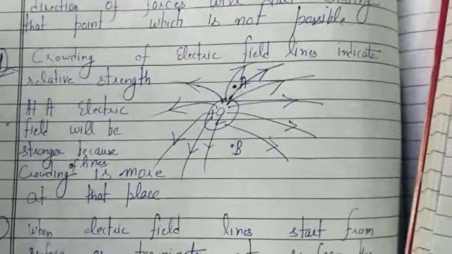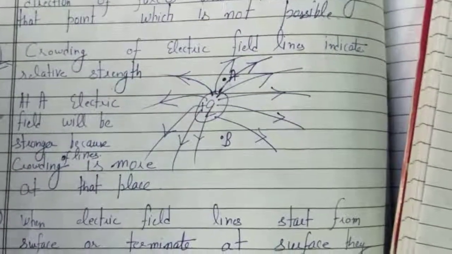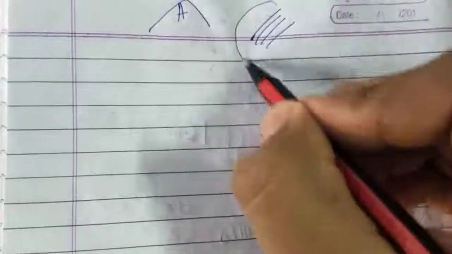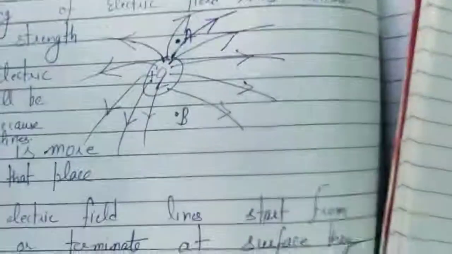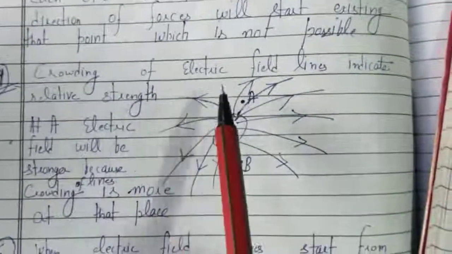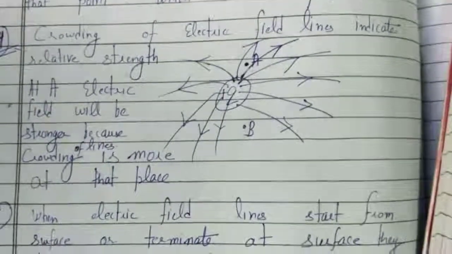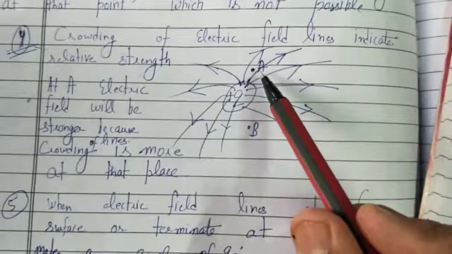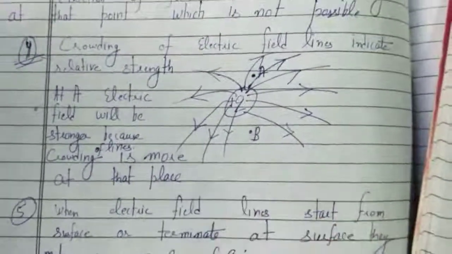The fourth characteristic is, if electric field lines are crowded at one place, that means the strength of the electric field is more. If electric field lines are crowded in any space, the strength of the electric field is more in that space, and if they are not crowded, the strength is less. So the crowding of electric field lines provides us information about the strength of the electric field. You have some points A and B; more crowding is there at A as compared to B, so A will have more electric field strength as compared to B.